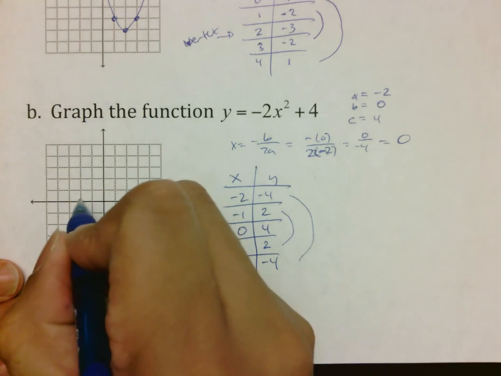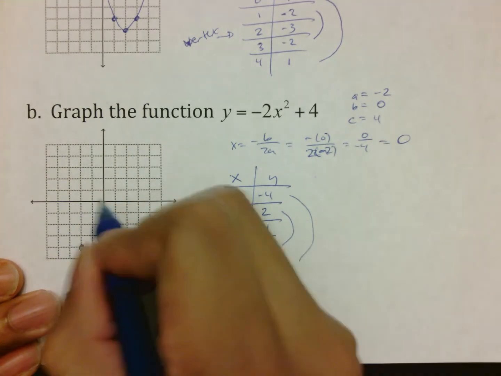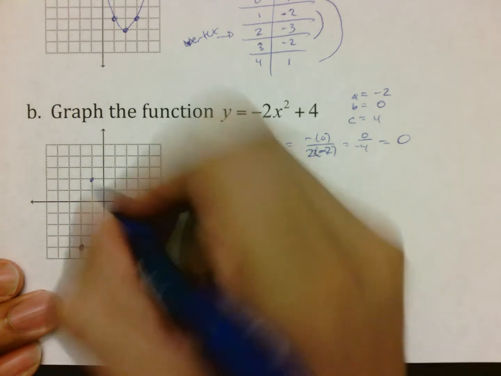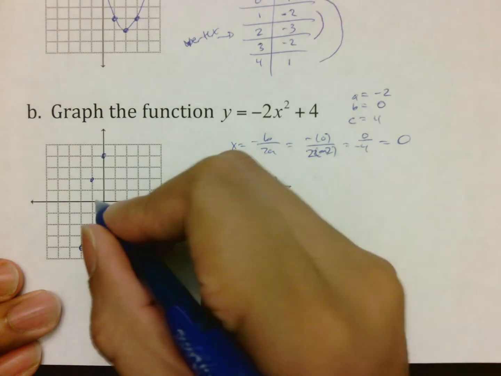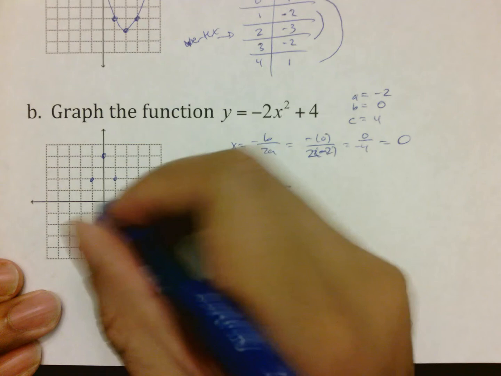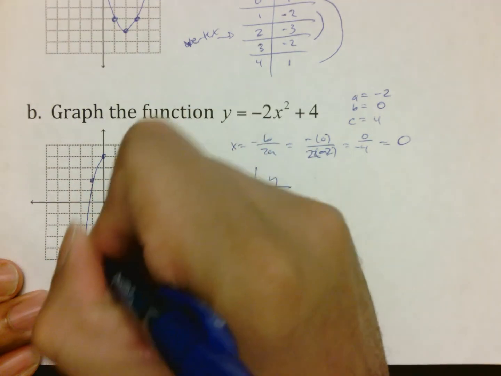Negative 2, negative 4 means back 2, down 4. Negative 1, 2 means back 1, up 2. 0, 4 means up 4. 1, 2 means over 1, up 2. And 2, negative 4 means over 2, down 4. And so you graph this here.